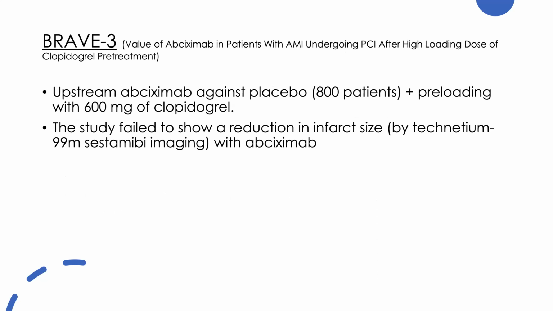in the risk of complications. The BRAVE 3 came along and tried to understand the value of abciximab use in acute MI after a high loading dose of Plavix pre-treatment. So what they studied basically was upstream use of abciximab plus using Plavix. Also, they used technetium. They followed these patients up. They wanted to see, are we getting better reduction in infarct size if we use these agents, upstream use of abciximab or P2Y12 inhibitor? They did not find that in this study.